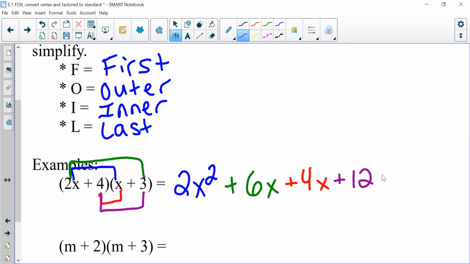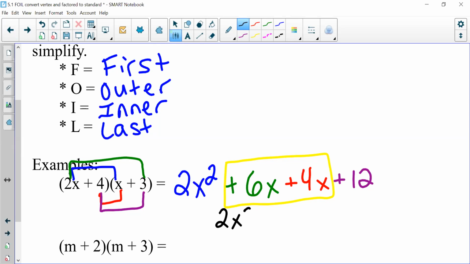So you can see I ended up with 4 terms. I multiplied a binomial by a binomial, and now I have 4 terms, so it looks like a 4-term polynomial. But the two middle terms will always simplify. What is 6x plus 4x? 10x. Do we change exponents if we're adding? No, we don't. So it's just 10x.